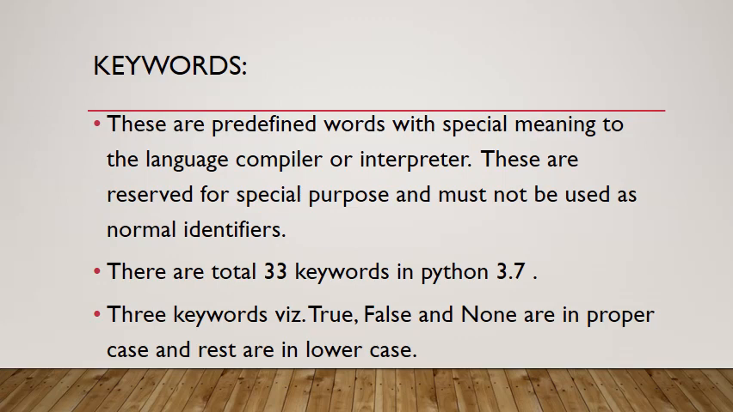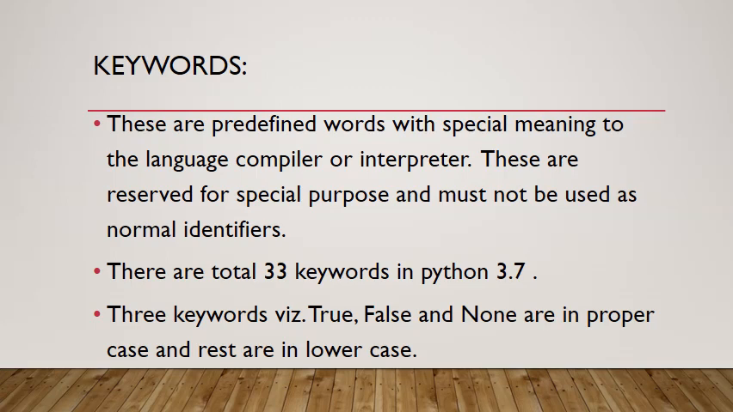Now first of all, keywords. These are predefined words with a special meaning to the language compiler or interpreter. These are reserved for a special purpose and must not be used as normal identifiers. We are using a Python interpreter, so we are concerned only with Python keywords. There are some words which are reserved for a special purpose and cannot be used for purposes they have not been defined for.